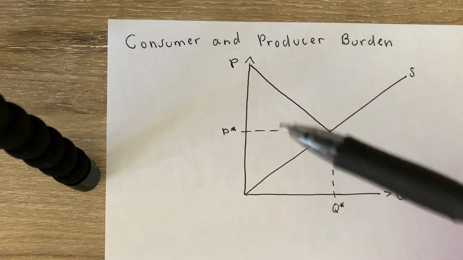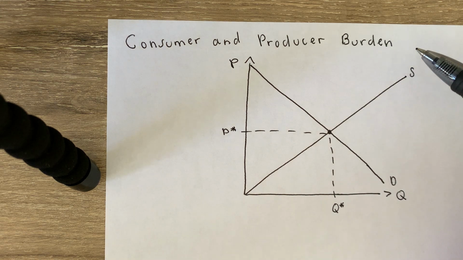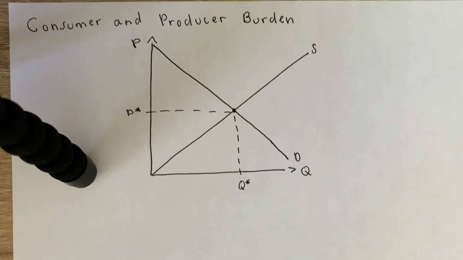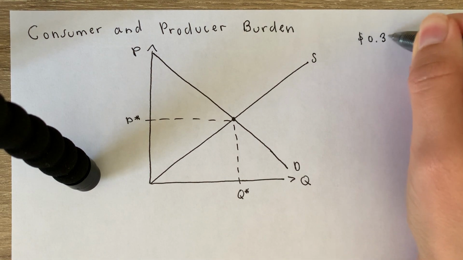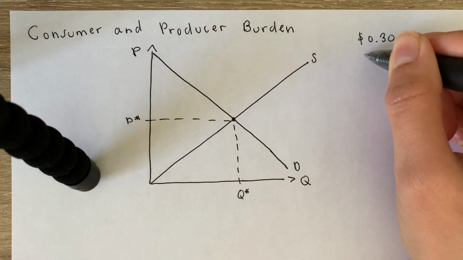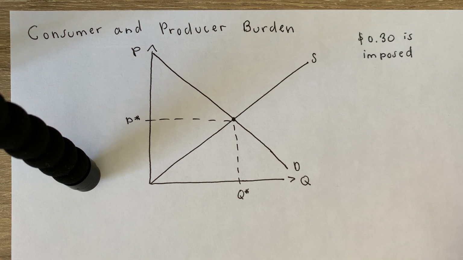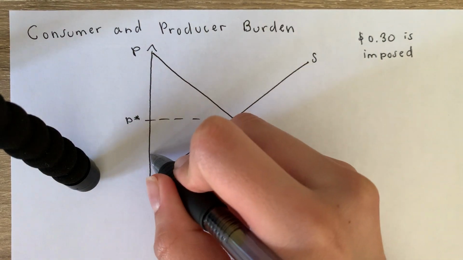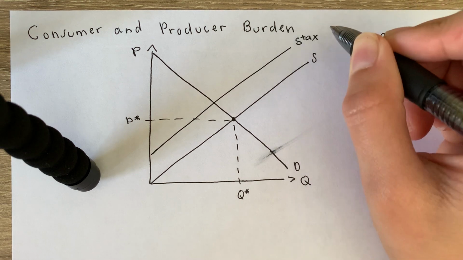And along with that, we're going to get a consumer and producer burden, which is going to be way different than the surplus, right? Consumer and producer surplus is different from consumer and producer burden. So say we have a 30-cent tax imposed. Right, so what does that do to our supply curve again? Well, it decreases it like this. We have S tax, right?